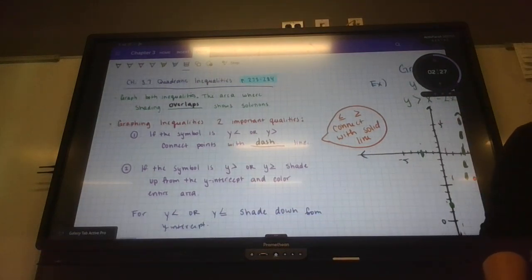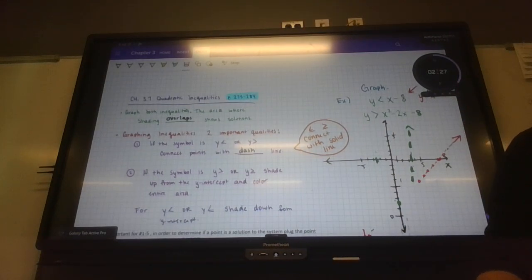And then these are the two that we're going to graph together right now. If you have graph paper, do it on graph paper. If not, just do it on notebook paper.